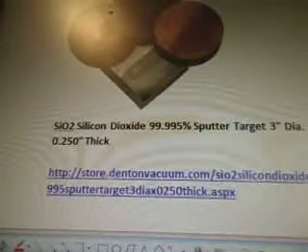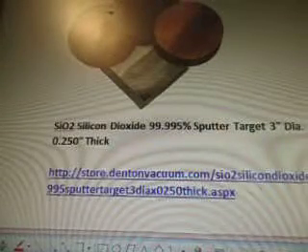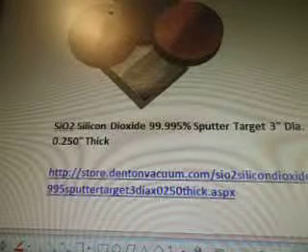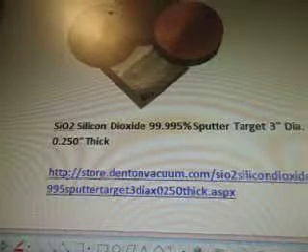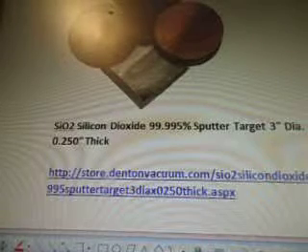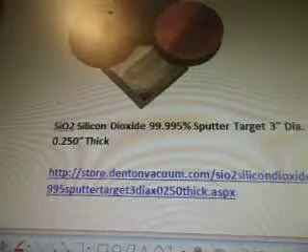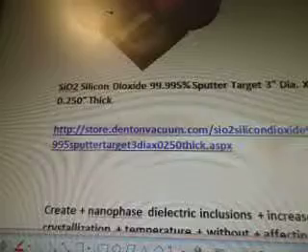And this is what came up. SiO2, I googled it, I didn't know what it was. So it's a silicon dioxide sputter target. There's the width, 3 inches diameter by 0.250 thick. That's what you want to use. That's from the store dentonvacuum.com.